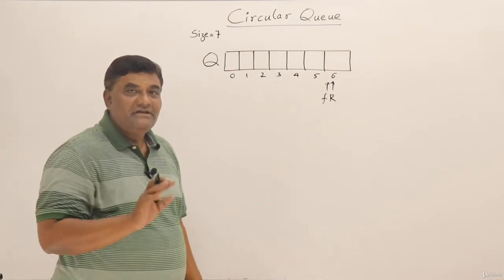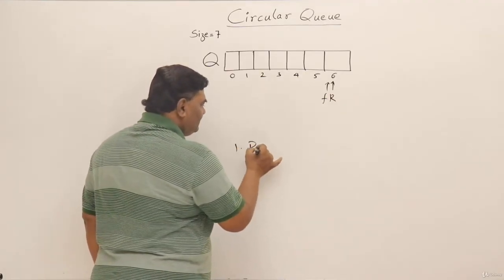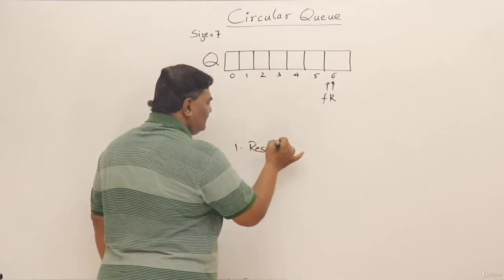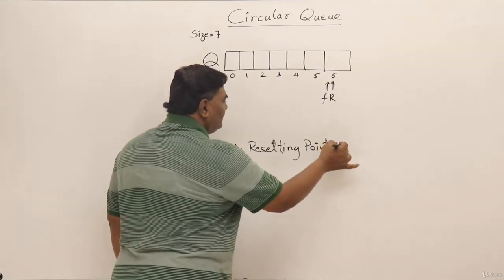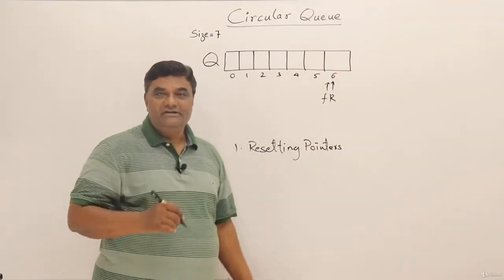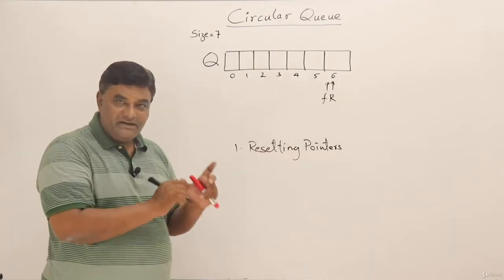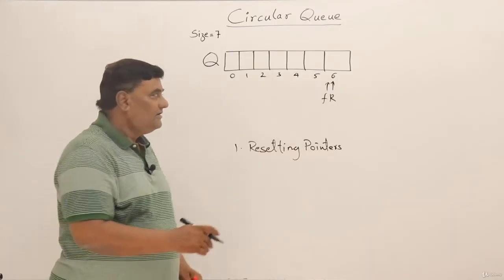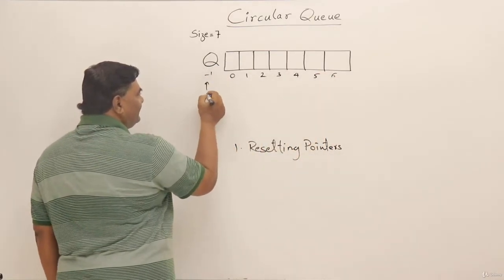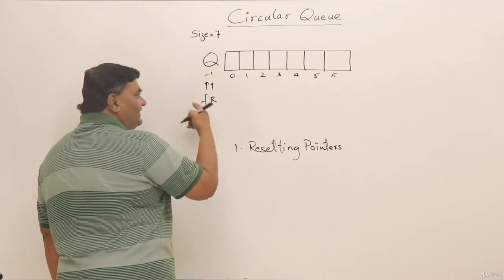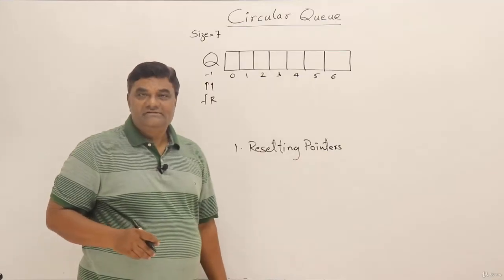First solution is resetting pointers. So what should I do? At any time, if a queue is becoming empty, at any place, bring the front and rear pointers to the beginning, that is, reinitialize them to -1 so that they can again start from the beginning. So in this way we can reuse those places.